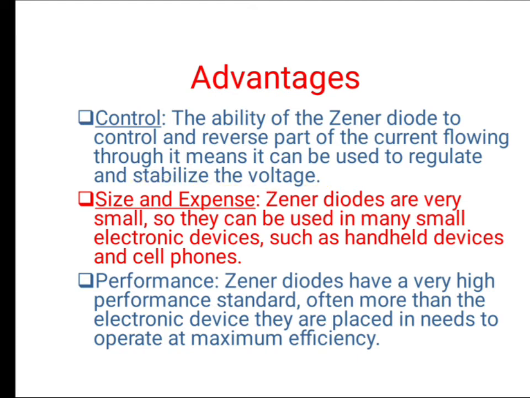And size and expenses. Zener diode is very small and it is used in many electronic circuits. Even in cell phones it is used. You can see it in your stabilizers too. For a refrigerator you will be using a stabilizer, for an AC you will be using a stabilizer. So that is the best application of Zener diode. And performance: it has very high performance standards, and often it will be used in maximum efficiency places. It will have more efficiency.